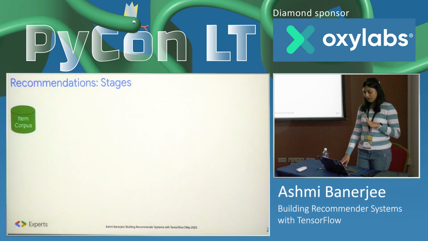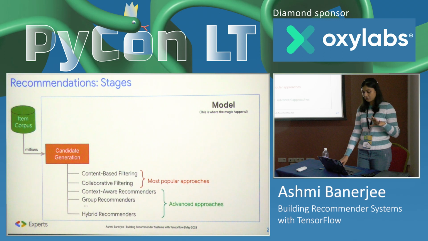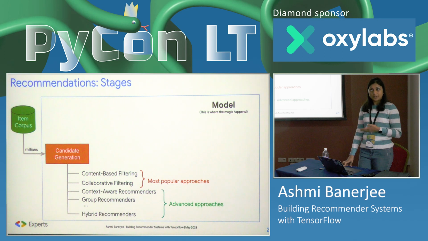Another way of showing the recommendations, and how they can be used to minimize information overload, is as follows. If you have the item corpus, a little bit more realistic example, you have a stage called candidate generation, which comes with a lot of popular algorithms such as content-based filtering, collaborative filtering, context-aware recommendations, and so on.